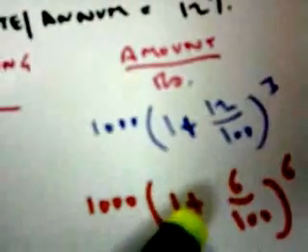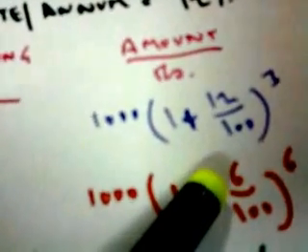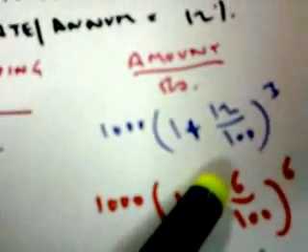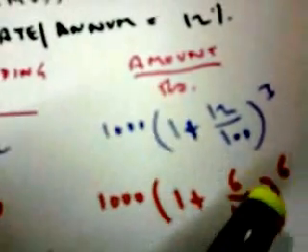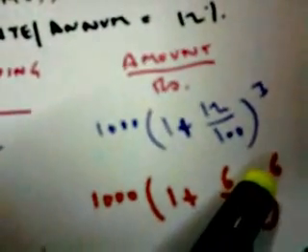I will repeat, R here is interest for 6 months. Since the rate was 12% per annum, in 6 months the rate is 6%, and in 3 years I get 6 half years, so the power will be 6.